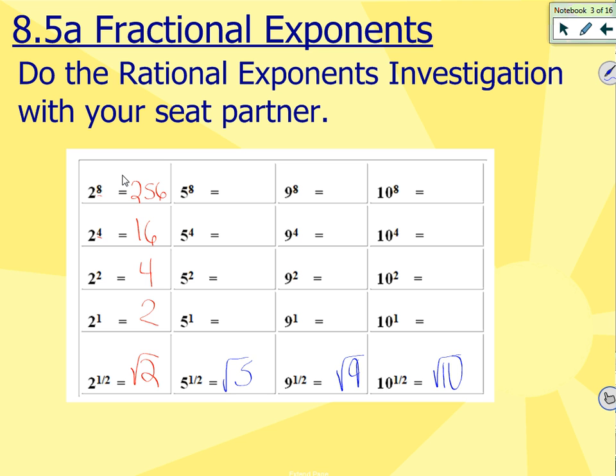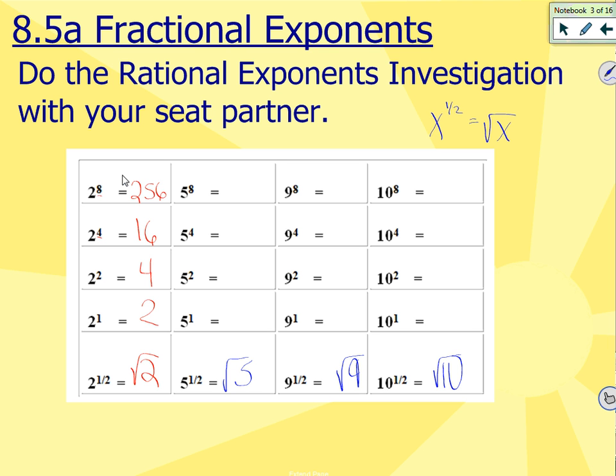But I just want you to see that. So you get that x to the 1/2 is the same as what? Square root of x. Okay. So if we did 2 to the 1/2, it was square root 2. 5 to the 1/2 is square root 5. 9 to the 1/2 is square root 9, etc.